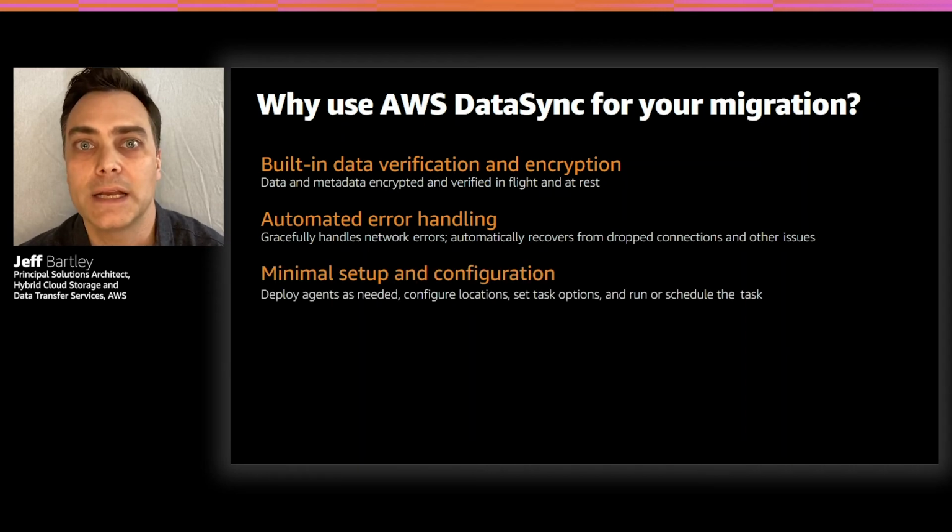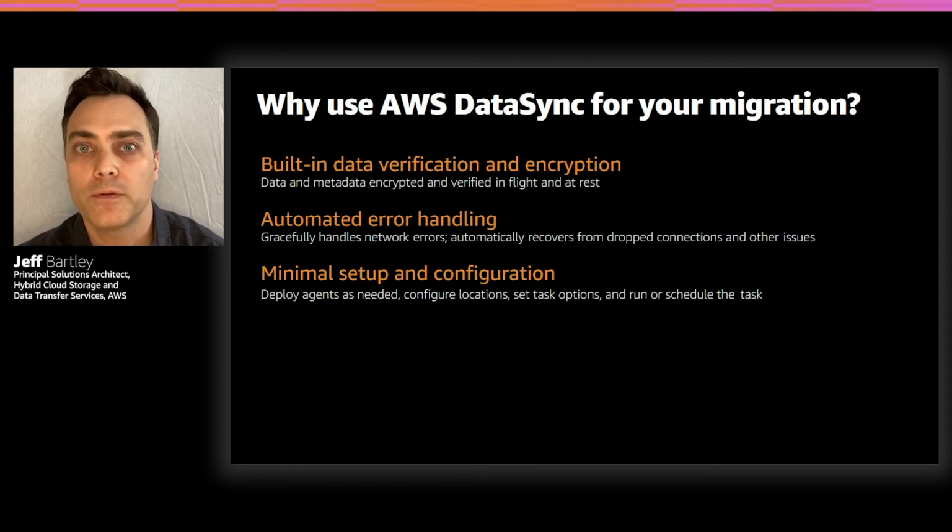DataSync, again, is designed to be easy to use, so we really designed it to require minimal setup and configuration. If you're deploying on premises, it's just simply setting up an agent, activating that agent, and then setting up your source and destination locations and starting your task. And if you're copying between AWS storage services, as I mentioned, you don't even need an agent now. So it's that much easier to use.